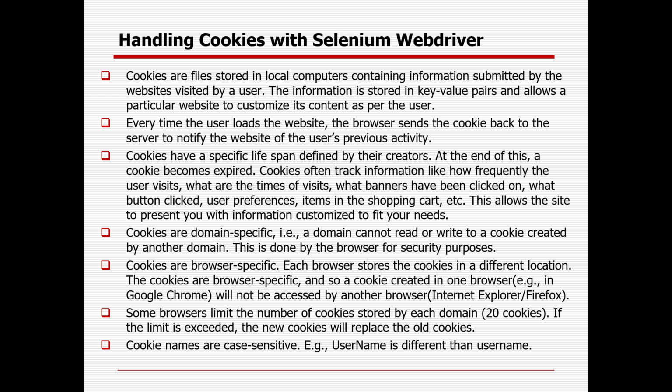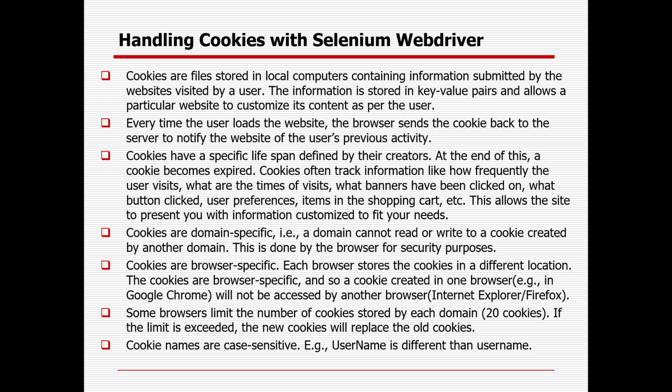Cookies are browser specific. Just like domain specific, browser specific means suppose you are operating with the Firefox browser and storing some cookie, but you cannot get that cookie in the Chrome browser, because each browser stores the cookies in a different location. A cookie created in one browser like Google Chrome will not be accessed by another browser like Firefox. Also, the browser limits the number of cookies stored by each domain. It might be 20, 50, or 100 cookies based on the setting. If the limit is exceeded, the new cookie will replace the old cookies.